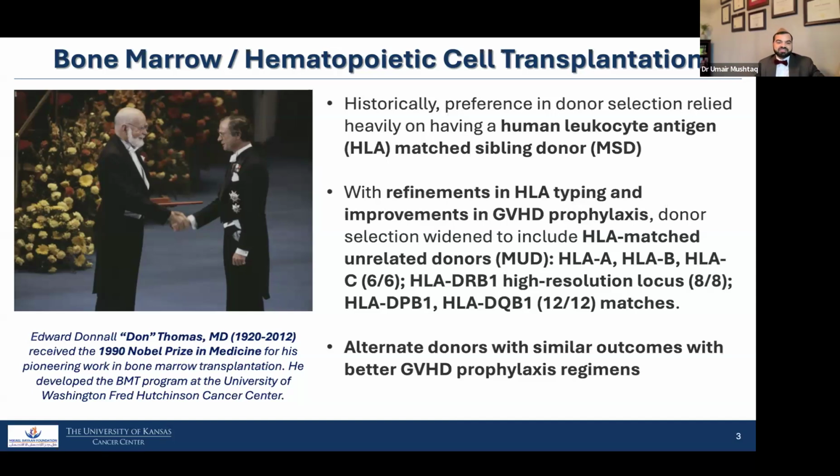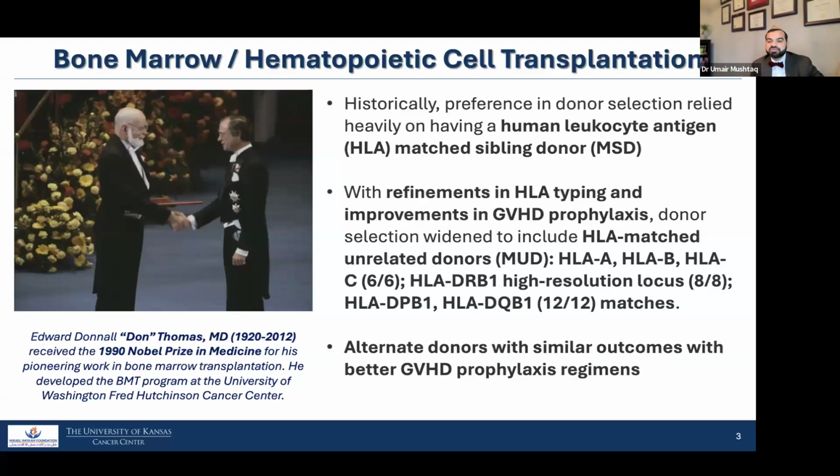With refinements in the way we type HLA and improvements in the drugs we use for preventing graft versus host disease, we are now able to do transplantation using unrelated matched donors, mismatched family donors or haploidentical donors, and mismatched unrelated donors as well.